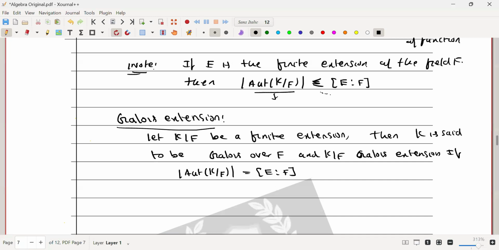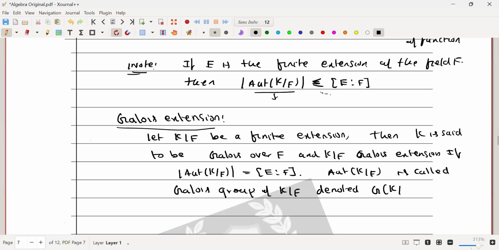The degree of E over F. In this case, the automorphisms of K over F is called the Galois group. It's called the Galois group of K over F, and it is denoted by Galois group of K over F. When the order of automorphisms of K over F is equal to the degree of E over F, then it is called a Galois group, sir. Otherwise it is not a Galois group.